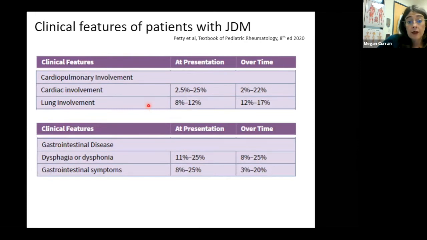The heart and lungs can also be involved in patients at presentation and then later in time. Fortunately, it's not exceedingly common. And then the gastrointestinal tract, so your stomach, your intestines, can be affected. Dysphagia means difficulty swallowing, and dysphonia means trouble with the voice, and that is due to weakness of the neck and swallowing muscles. And then other symptoms such as abdominal pain and constipation can also be present.